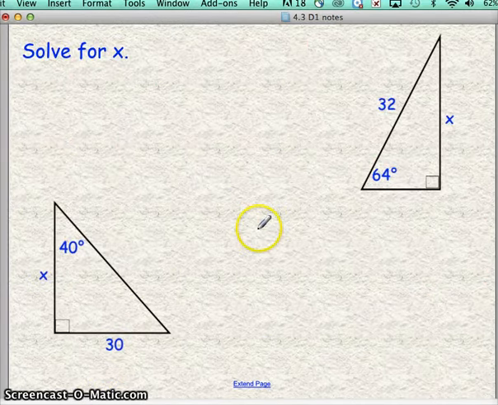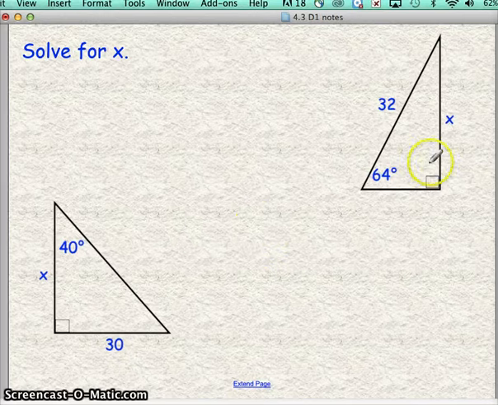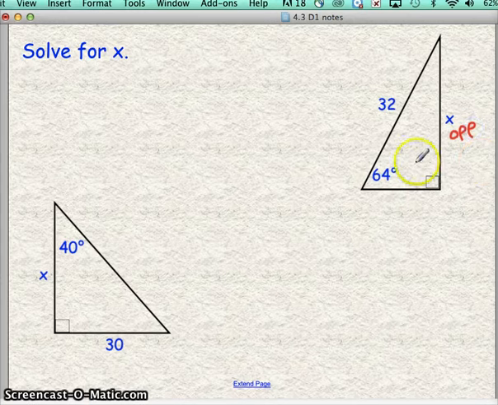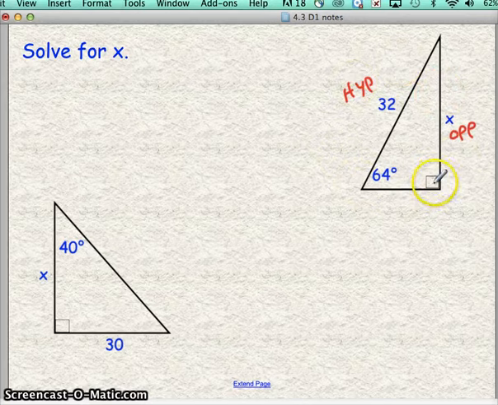All right, let's say we're doing a solving problem and you're given the angle now. You're given a side and a missing side. We'll start from the angle that you're given and label some stuff. So across from the 64 is the opposite side. Across from the 90-degree angle is the hypotenuse. So you have to figure out which formula should I use. Well, which formula deals with opposite and hypotenuse?